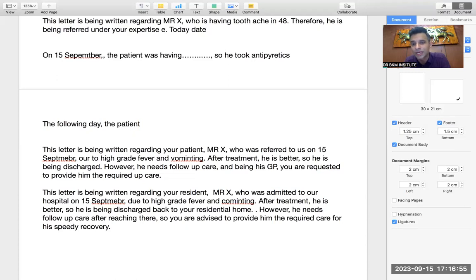However, he needs follow-up care, and being his GP, this is the main point, please remember this: being his GP, you are requested. Otherwise, this letter is being written due to this and this thing, after treatment. In the residential home letter, the main point is your resident, and the main point is he is being discharged back. So in these letters, you write the words discharge back. Over here, you do not write the words discharge back, because you are referring back the patient, not discharging back the patient. When the patient is going back to the same residential home, then he is getting discharged back.